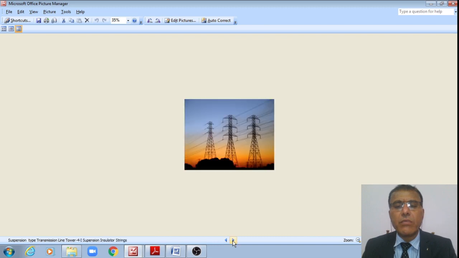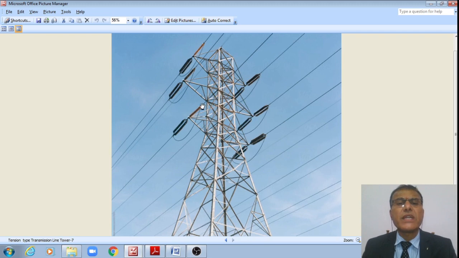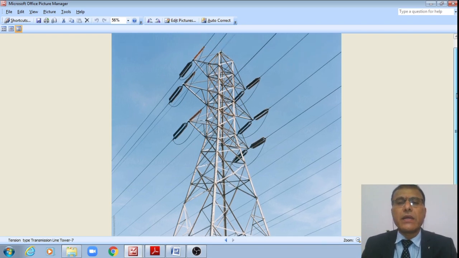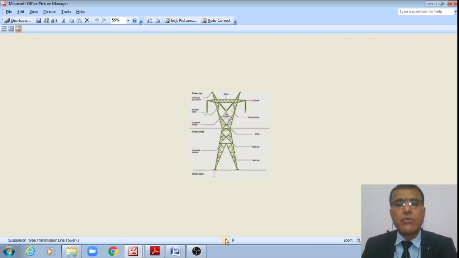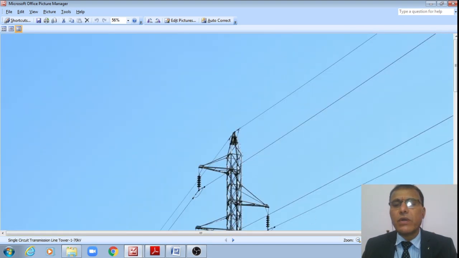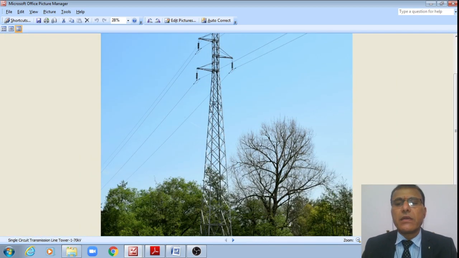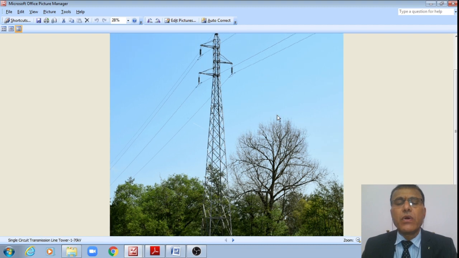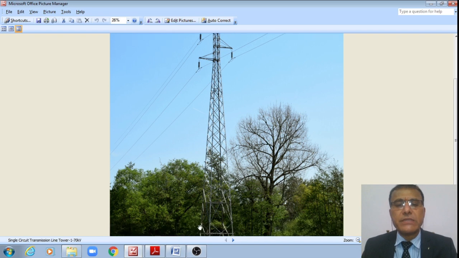Now let us move back to another figure, which is also a tension type. We do have 1, 2, 3 plus 1, 2, 3, 3 plus 3, double circuit transmission line tower. Now I'll move back to this type, wherein this is my target. What we are designing is this one. What we are trying to design is this one. Now let us examine how to design this transmission line tower.